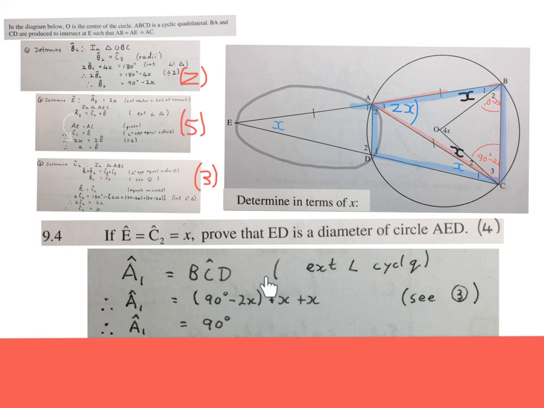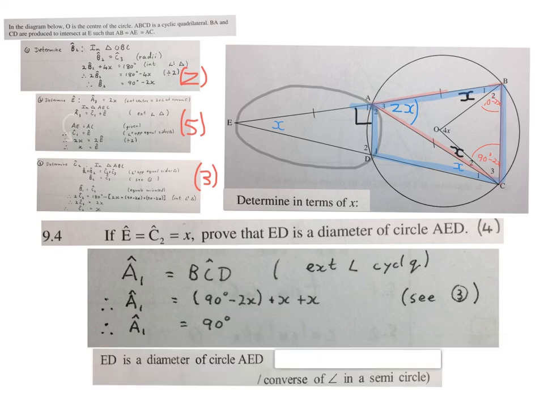If you add all of this, you'll get angle A1 equals 90 degrees, minus 2x plus x plus x, no more x. Then you just have to write ED is the diameter of circle AED, converse of angle in a semicircle. Or if you like, line subtends 90-degree angle. Please stop the video and get your brain around this last part.